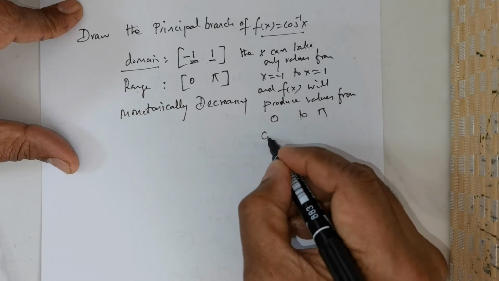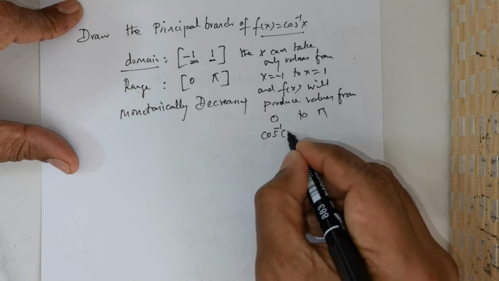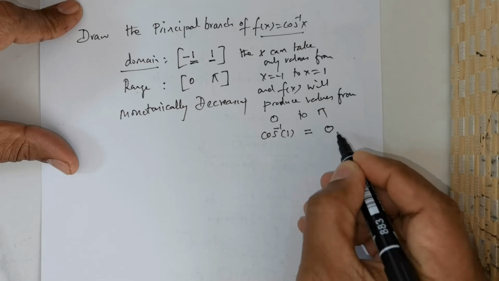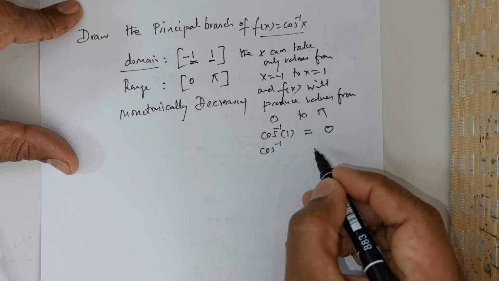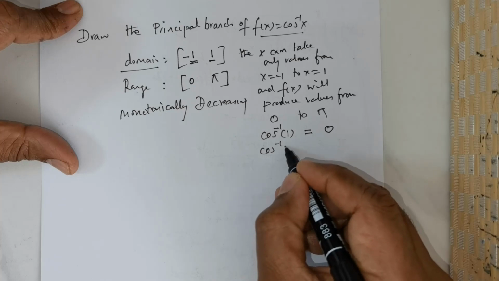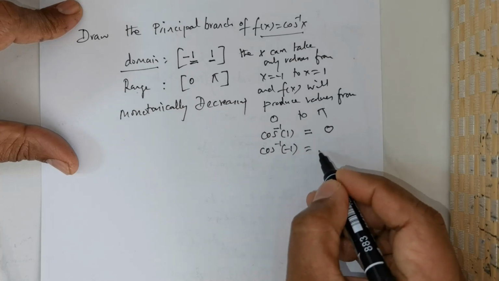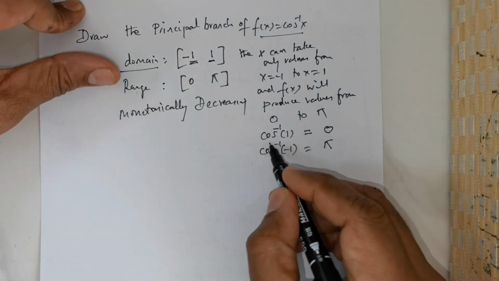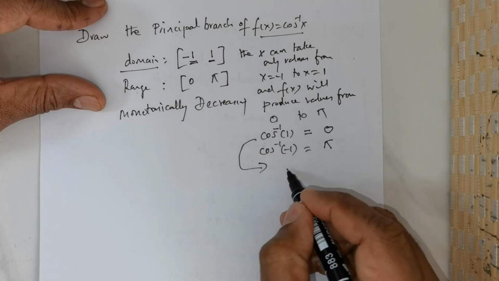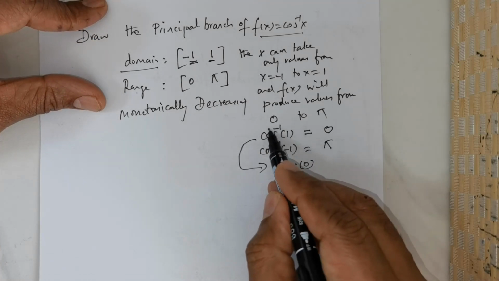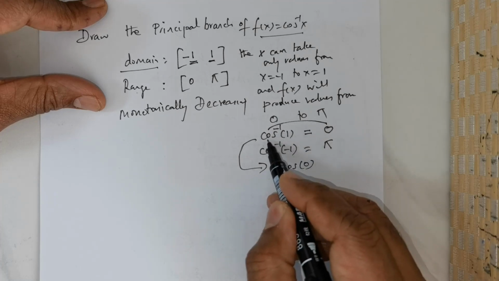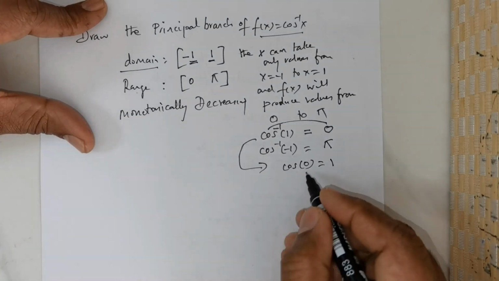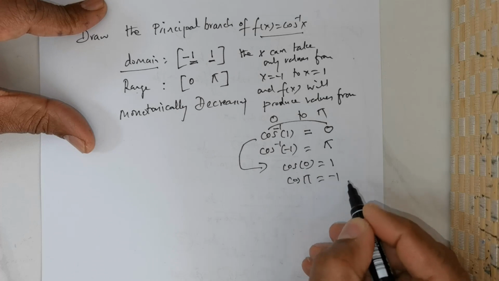Now what is cos inverse of 1? Cos inverse of 1 will give you the value 0. And what is the value for cos inverse of -1? Cos inverse of -1 will give you the value of pi. So when I say cos inverse of 1, I am actually telling you to find the value of x where cos of 0 is 1, and similarly cos pi is producing a value -1.